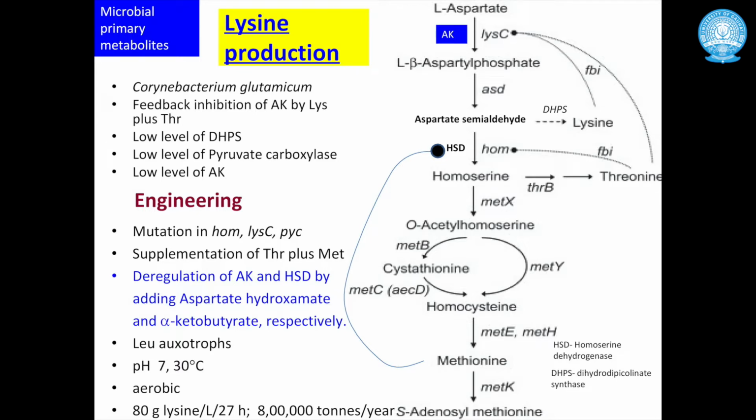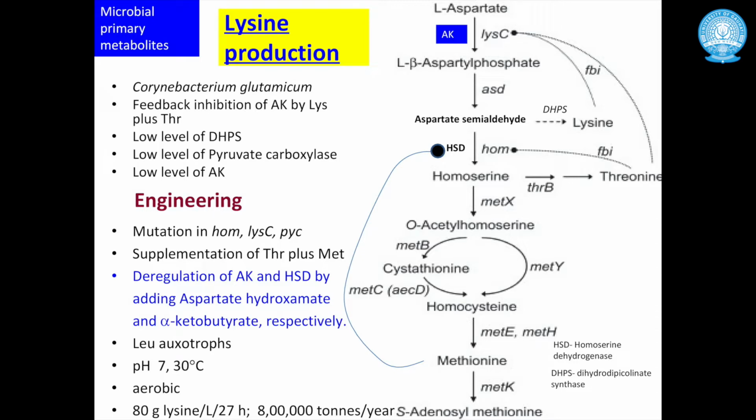Remember, this process is to increase the production of lysine. When we increase the production of lysine, it is bound to induce inhibition of the enzymes. But if we include this inhibitor, then the increasing quantity of lysine in the medium will not be able to bind to the enzyme to inhibit it. So this is another strategy of process engineering.